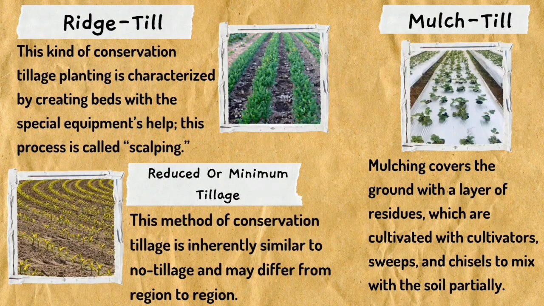Then, ridge till. This kind of conservation tillage planting is characterized by creating beds with a special equipment's help. This process is called scalping. It is suitable for spring crops, which is why it is gaining popularity in the United States to conserve soybeans and corn. The major problem with conservation tillage is the high cost of technology.